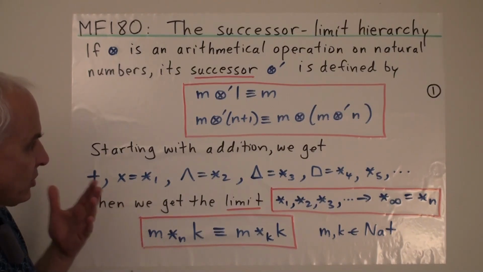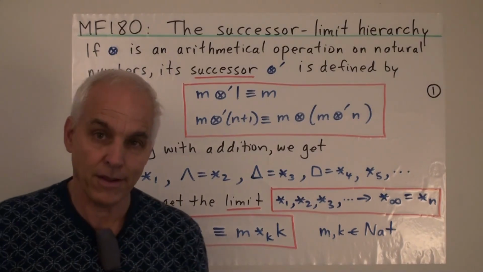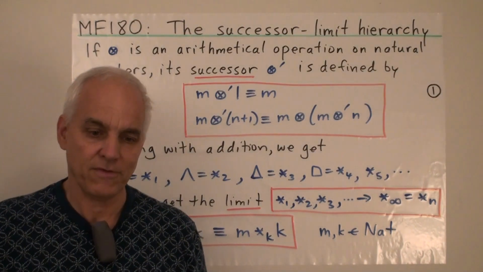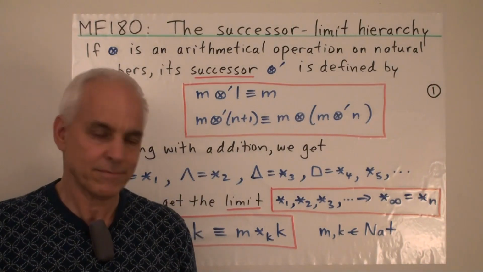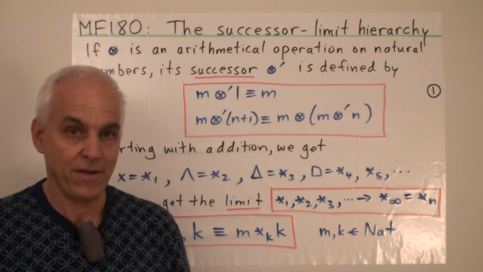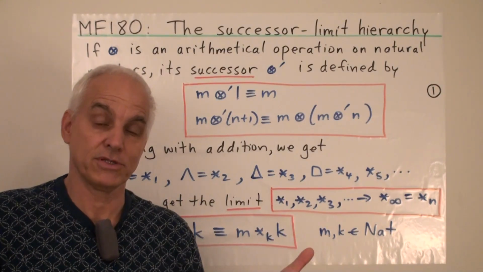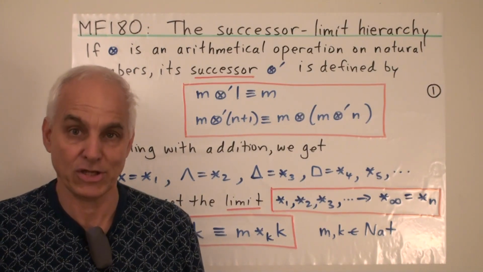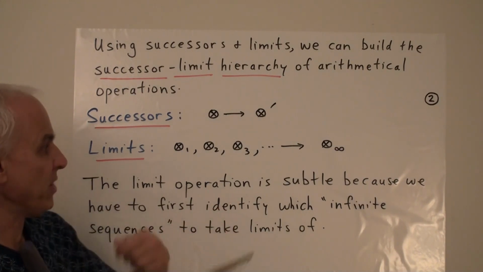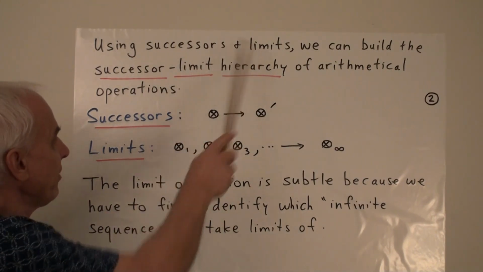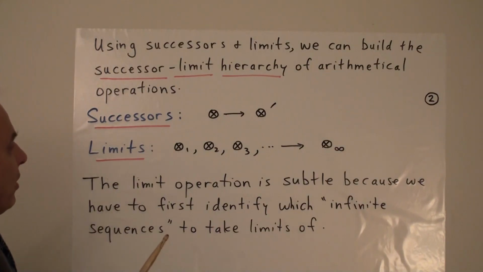Okay, so these are the two main ingredients, and now we are going to build up a hierarchy of operations. And this is a very interesting, powerful, and somewhat mysterious way of getting enormously big structures, enormously big numbers, enormously big operations. The idea is that we have these two different ways of building new operations, successors and limits. And using those, we're going to build this successor-limit hierarchy of arithmetical operations.